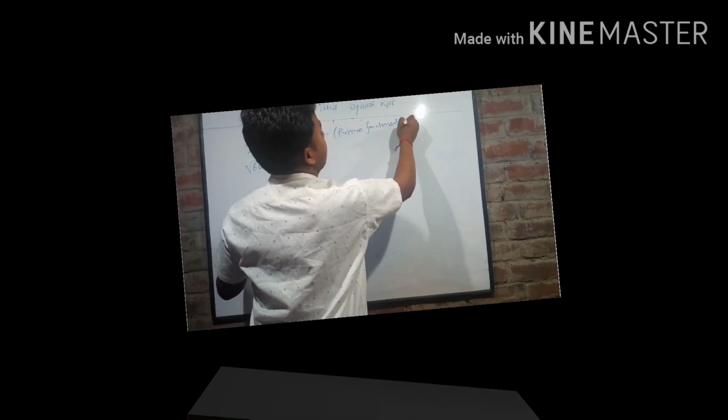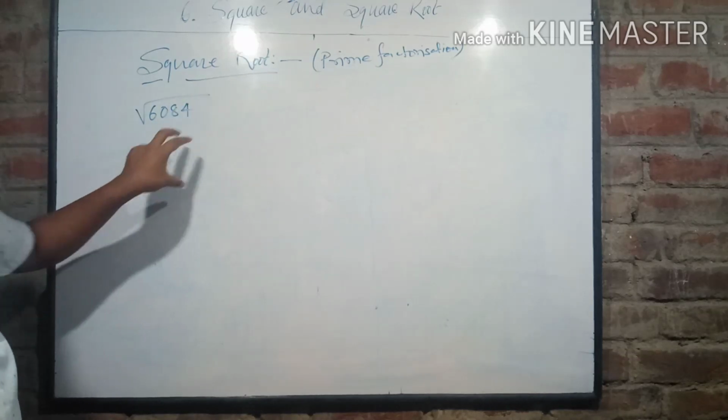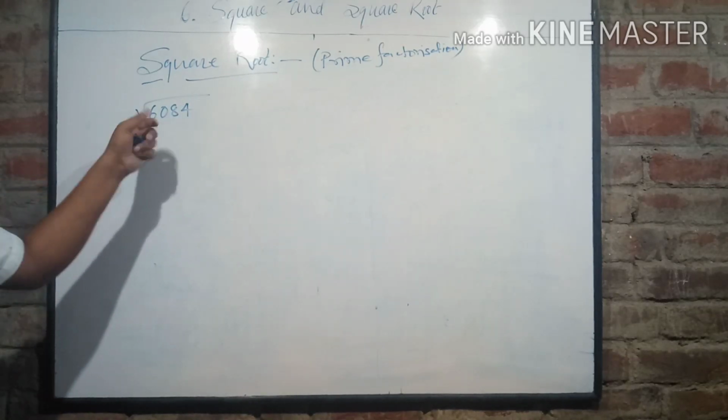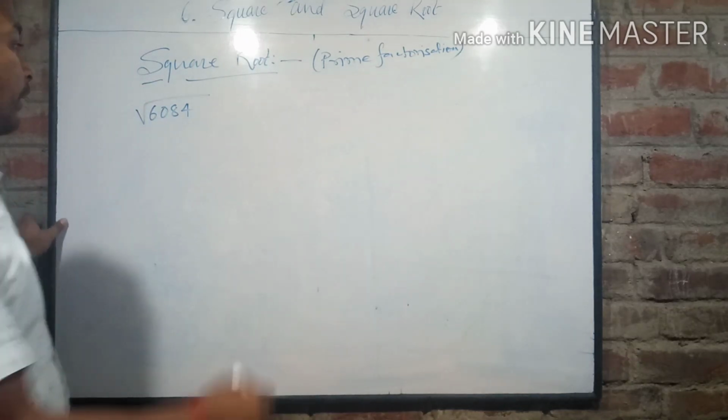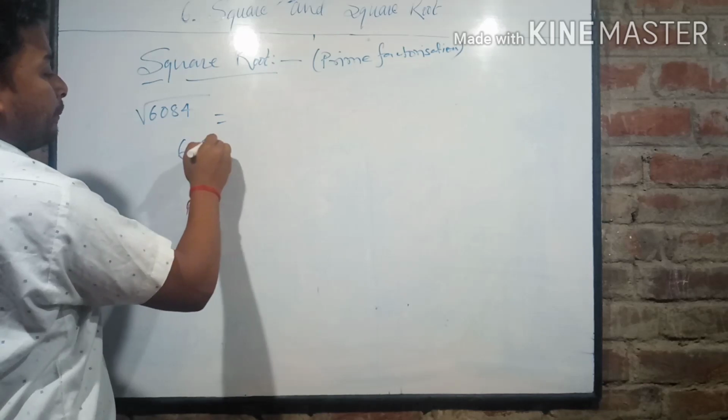Prime factorization method. We have learned this method to find out HCF and LCM in our previous classes. This can also be used to find out the square root. My dear, when the number is given as 6084, we will first write it in the form of prime factors.